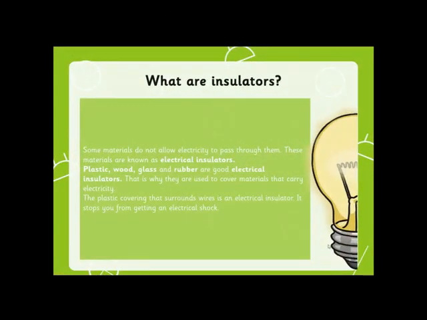The next question was, what are insulators? Some materials do not allow electricity to pass through them. These materials are known as electrical insulators. Plastic, wood, glass and rubber are good electrical insulators. That is why they are used to cover materials that carry electricity. The plastic covering that surrounds wires is an electrical insulator. It stops you from getting an electric shock.